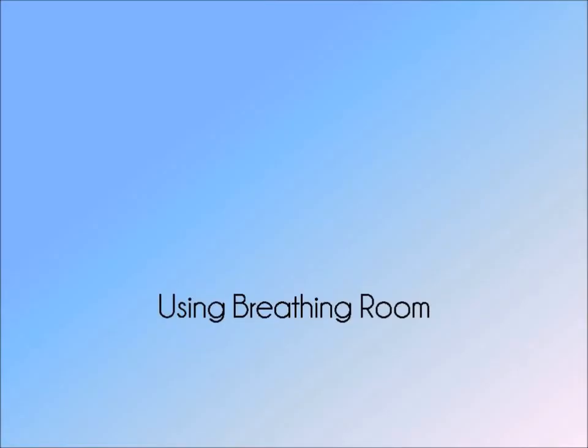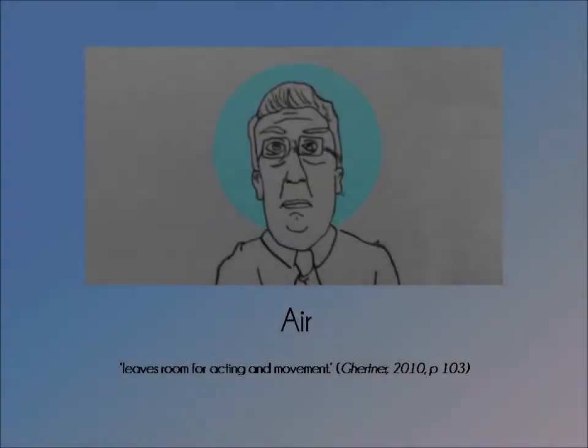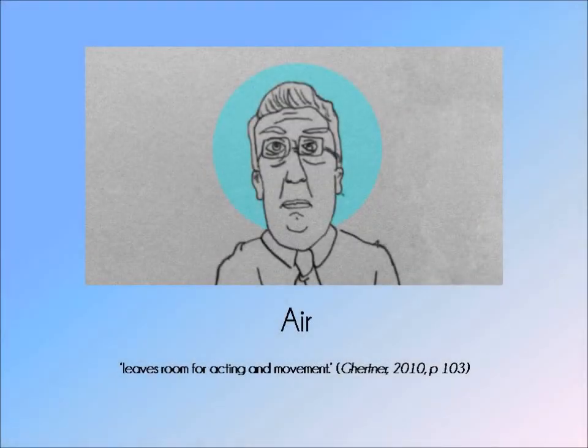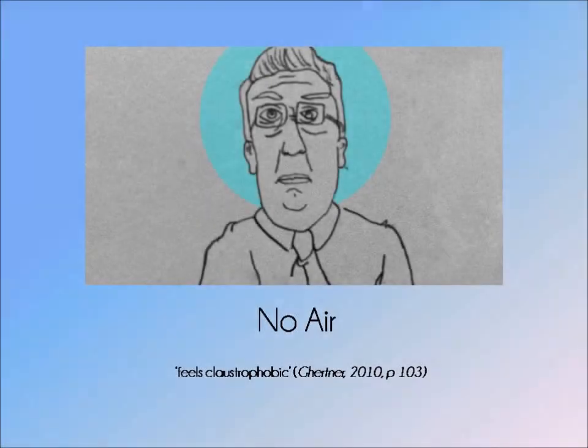When composing a scene, it's best to give the subject involved breathing room or air. This refers to the space surrounding the character, and framing the shot with air leaves room for acting or movement, as the example demonstrates. Framing the shot too tightly or with no air restricts the character's ability to move and can often make the shot give off a trapped or claustrophobic feel.